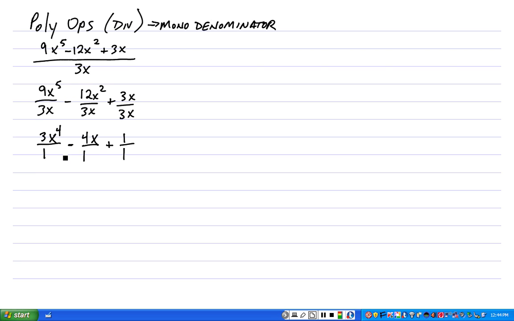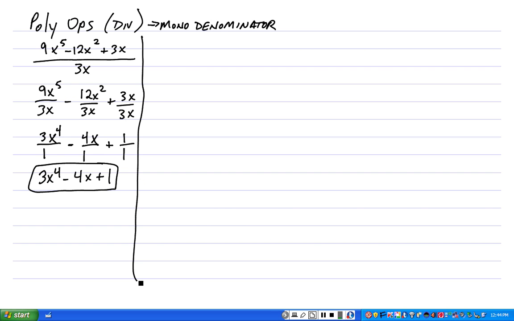Now we know that having 1 in the denominator of a fraction can be negligible, so you can just simplify this to look like this right here. Okay, so that's that one. Alright, let's try another one.